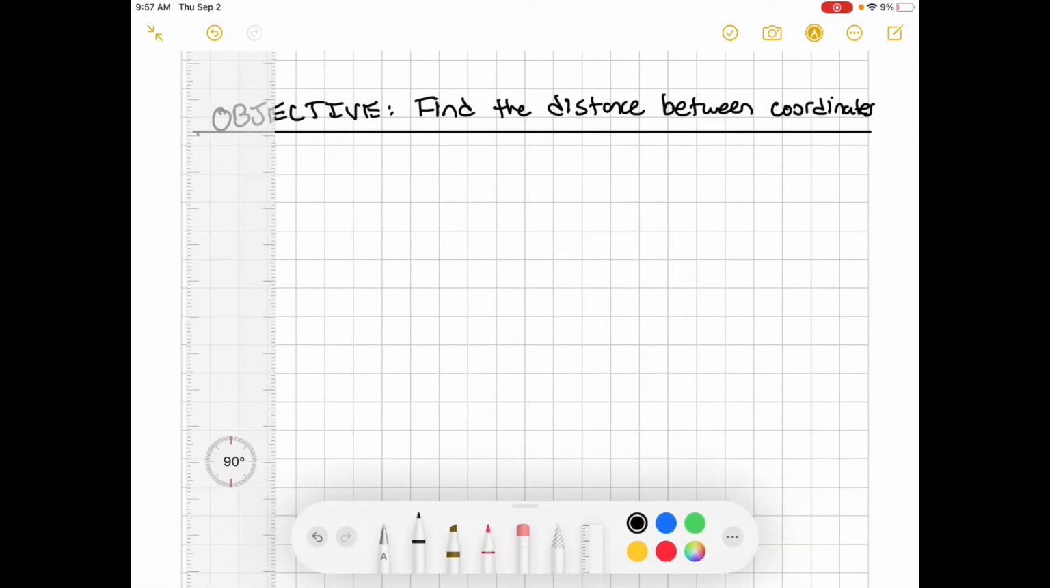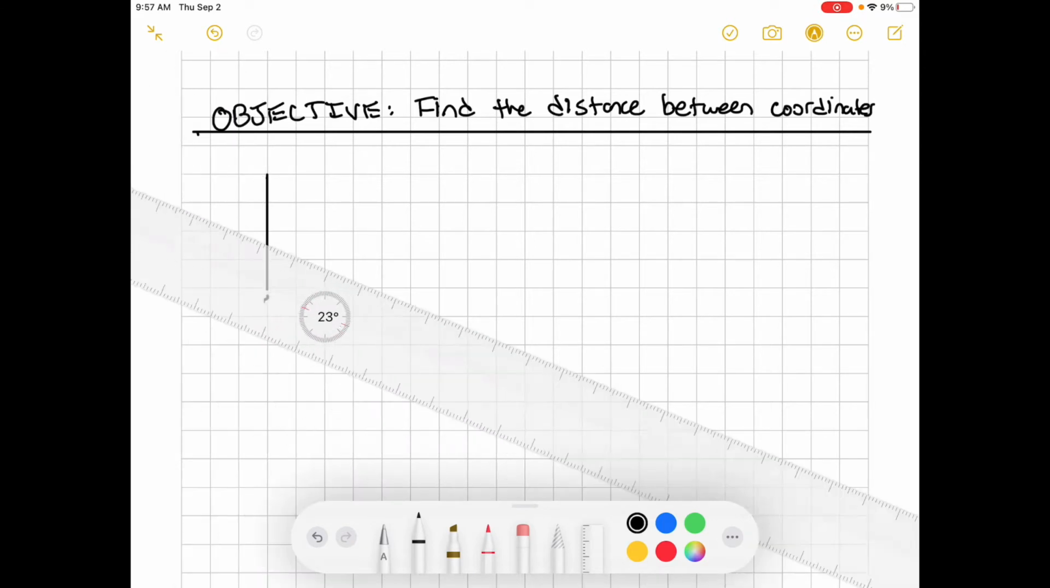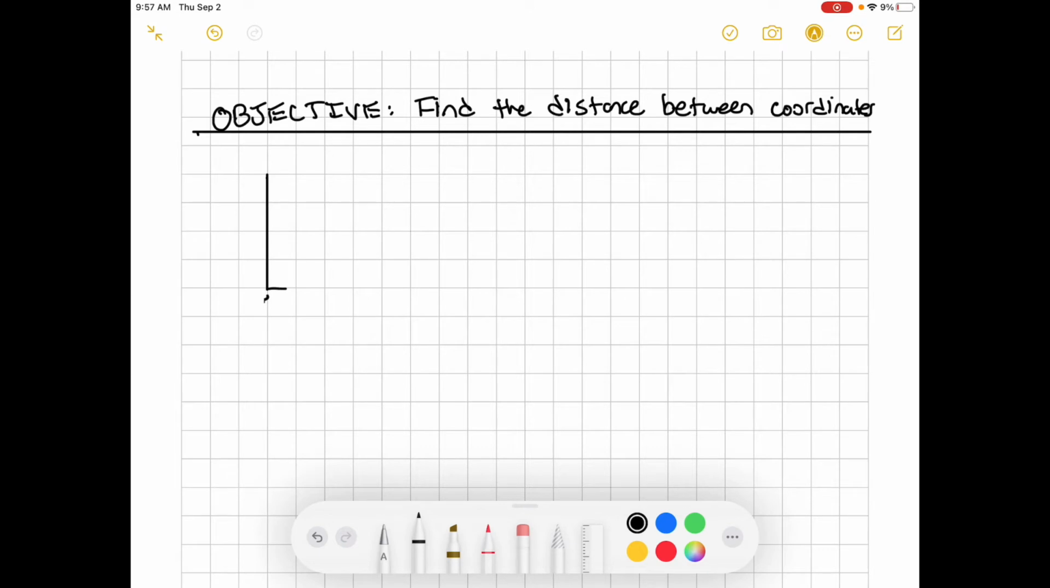So first, let's talk about what is a right triangle. Well, a right triangle is a triangle that has a right angle, a 90-degree angle. So here's your 90-degree angle. And the sides that are attached to that right angle, those are called my legs. So this is a leg, this is a leg. And the longest side, which is across from that right angle, is called your hypotenuse. That is always your longest side.